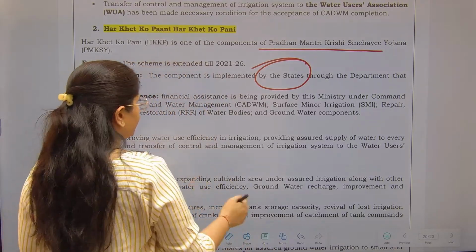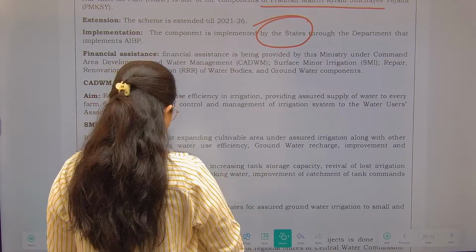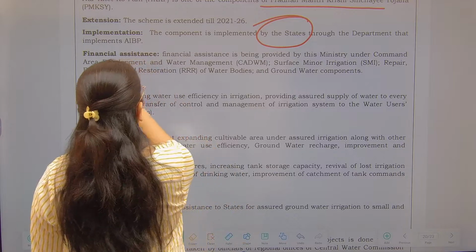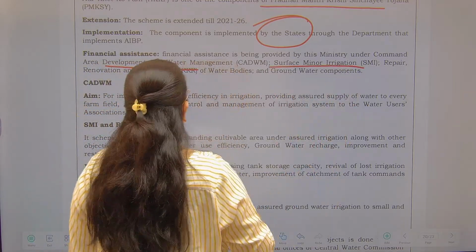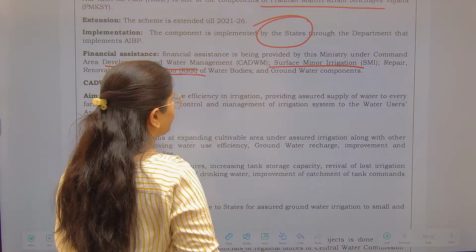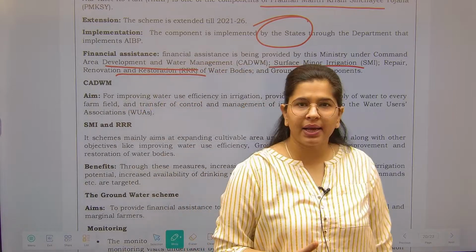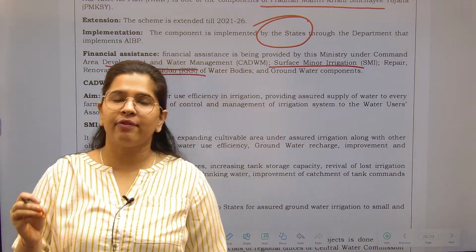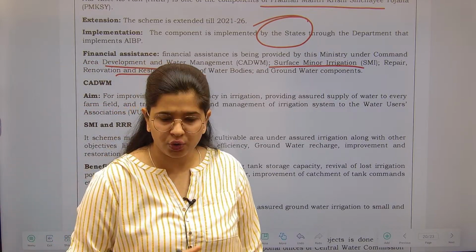Next is financial assistance. Financial assistance is provided by your ministry, that means the Jal Shakti ministry, under command area development, water management, surface minor irrigation, repair, renovation, restoration of water bodies and groundwater components. What we mean is that these are the components under which you have to do the work, and we are going to provide funding in relation to these components only.